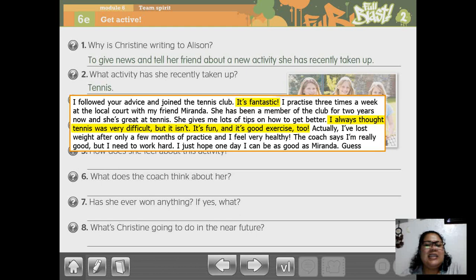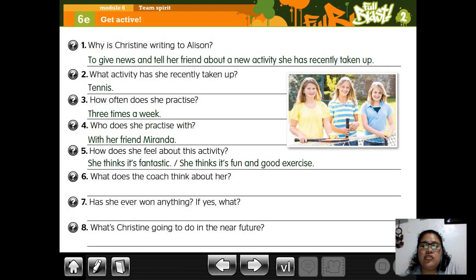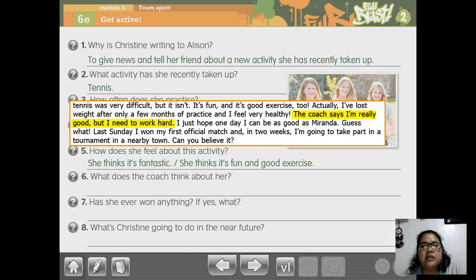It's fantastic. I always thought tennis was very difficult, but it isn't. It's fun and it's a good exercise too. So fantastic and fun and a good exercise. Number 6. What does the coach think about her? What does the coach say? The coach says I'm really good, but I need to work hard.